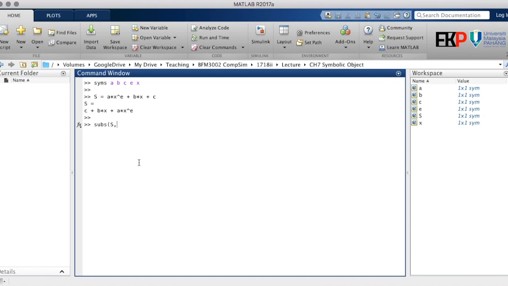we have to define it in a cell array by using the curly bracket. So we say a, comma, b, comma, c, comma, e, comma, x, and we do the same within a curly bracket, the respective value of each of these variables. Say a is equal to 5, b is equal to 4, c is minus 20, for example, e is 2, and x is 3. And we close the round bracket. When we press enter, we get a value of 37 because all of these symbolic objects have been replaced with a numerical value.